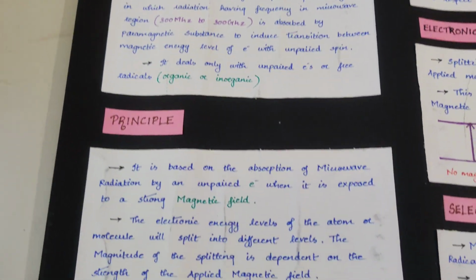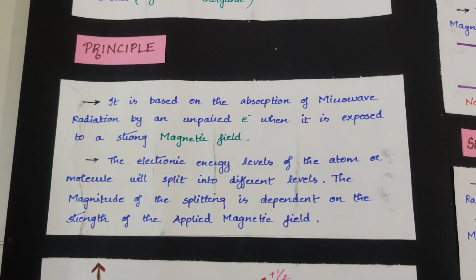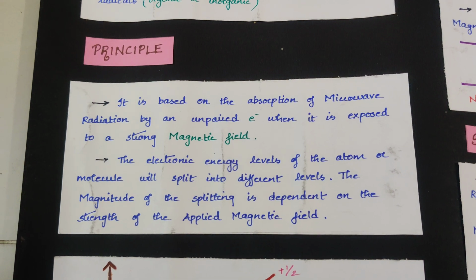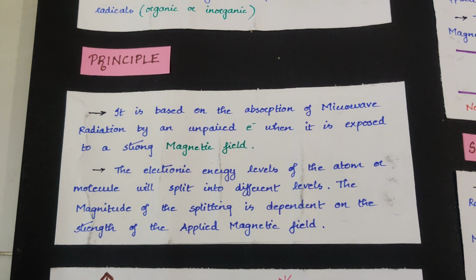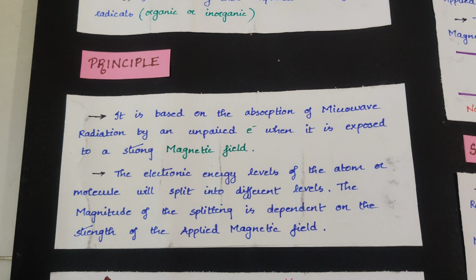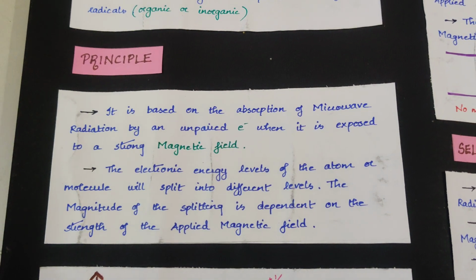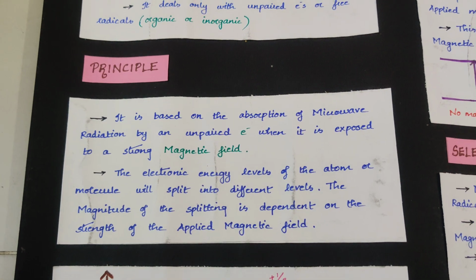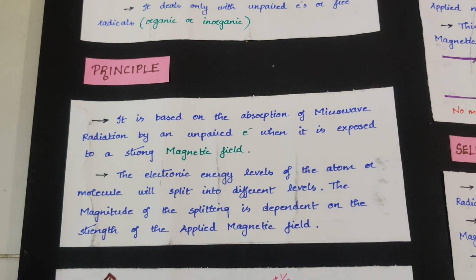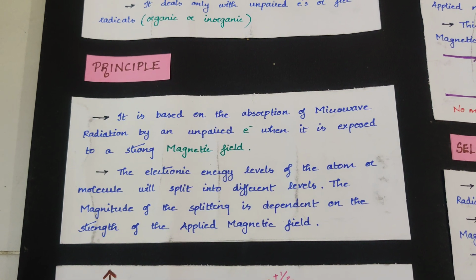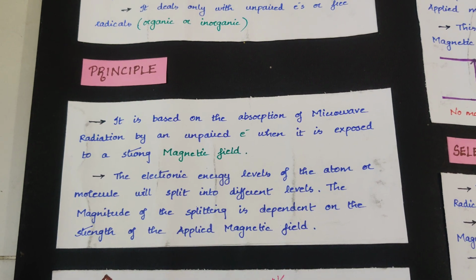Let's go to the principle now. It is based on the absorption of microwave radiation by an unpaired electron when it is exposed to a strong magnetic field. The electronic energy level of the atom or molecule will split into different levels. The magnitude of the splitting is dependent on the strength of the applied magnetic field.